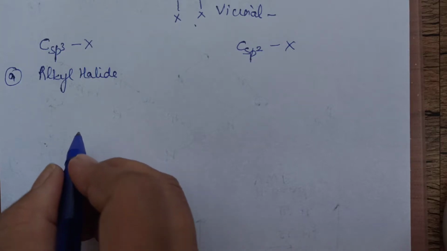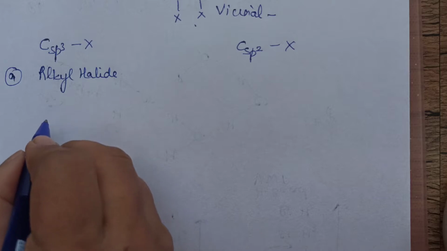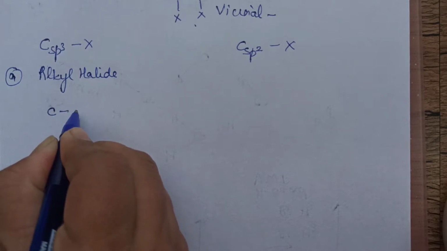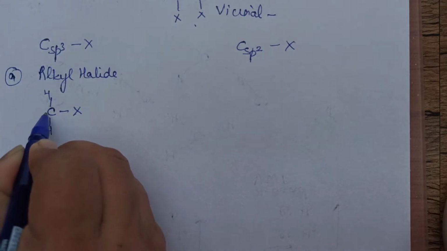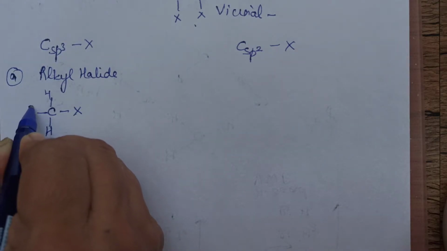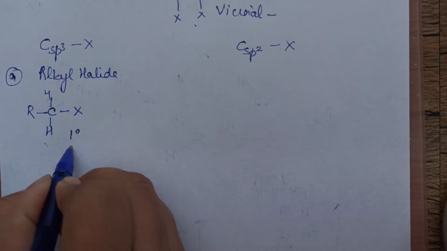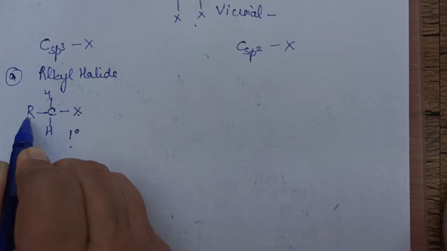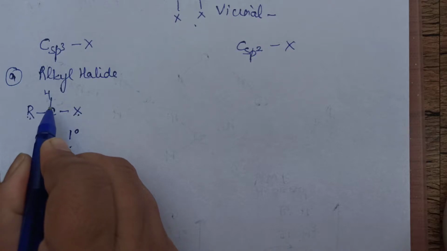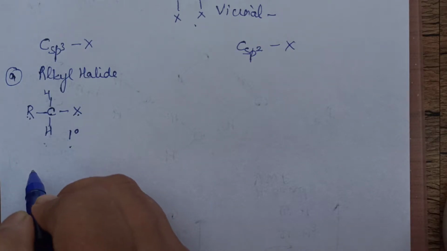Now this, children, can be further classified into 1 degree, 2 degree and 3 degree depending upon whether the halogen is attached to a 1 degree carbon or 2 degree or 3 degree. Now how do you identify 1 degree, 2 degree, 3 degree? This is 1 degree. The halogen is attached to a carbon which in turn is attached to only one carbon. This is alkyl, a carbon chain. So this is 1 degree alkyl halide.